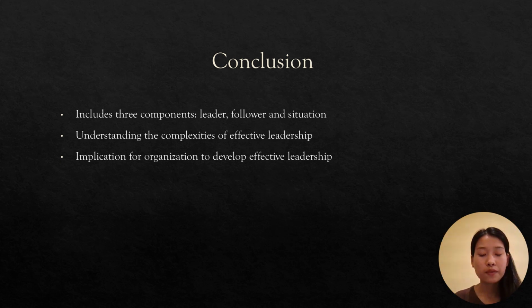So the implication for the organization is to develop effective leadership. As this framework helps to understand the relationship between three components, it also has implications for the organization to develop effective leadership. So to sum up, this framework describes how leader, follower, and situation are related to each other, and how a leader must be able to evaluate these three components when he or she has to make a certain decision within the organization.